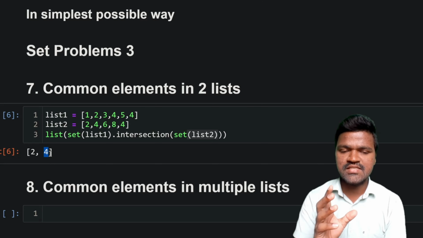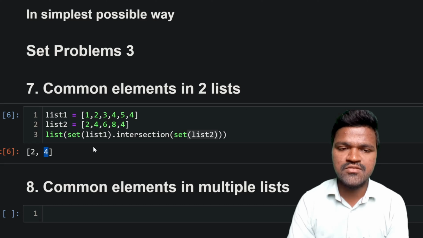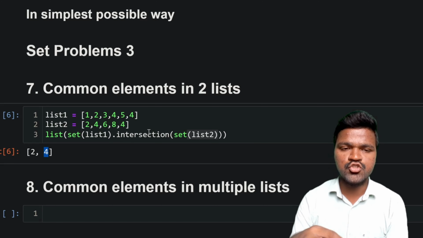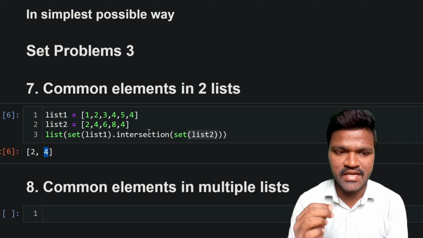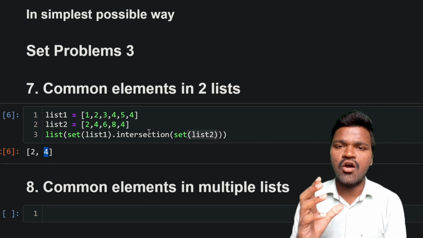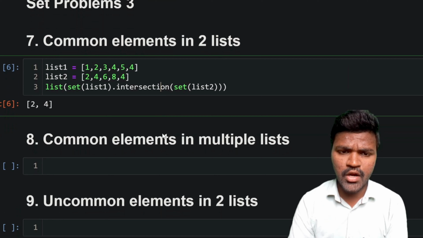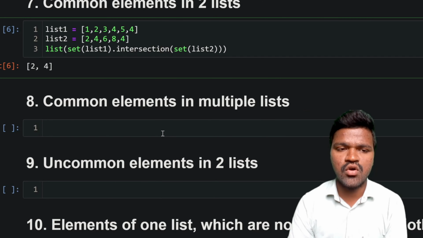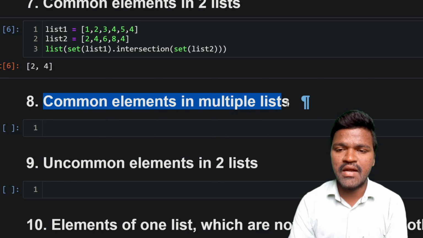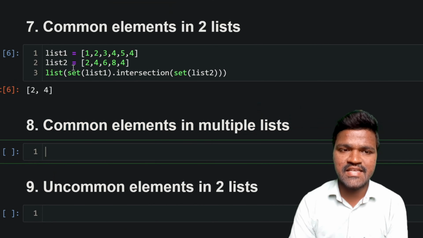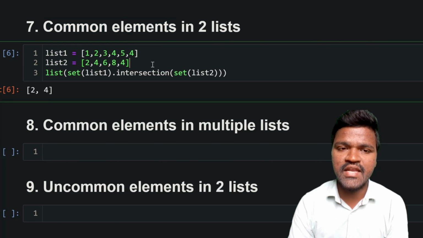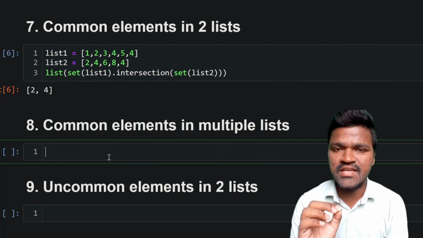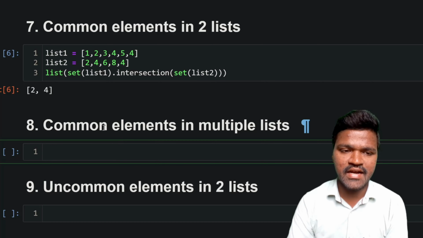I hope you can understand how this problem is solved by using this simple intersection method. Apart from that, we have discussed so many important things, right? I hope you can understand all the things explained for this problem. So let us go ahead and see how we can solve the next problem, which is nothing but common elements in multiple lists. Previously in this problem, we got common elements only in two lists, right? Now we need to find the common elements in multiple lists. So how can we do that? Let us go ahead and understand.